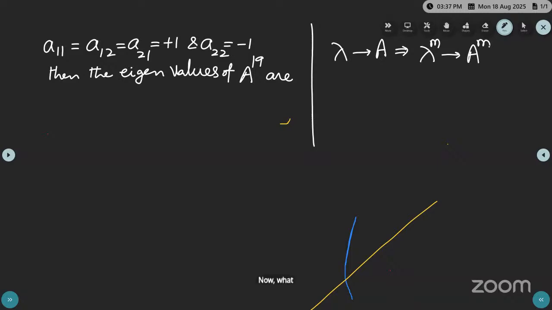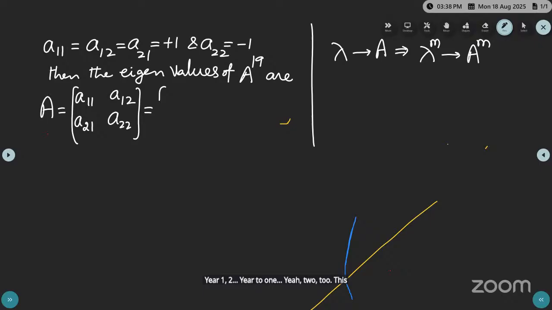Now what is the matrix A here? A equals A11, A12, A21, A22. What is A11? 1. A12 is 1. A21 is 1. A22 is -1. Got it or not? Now find eigenvalues.